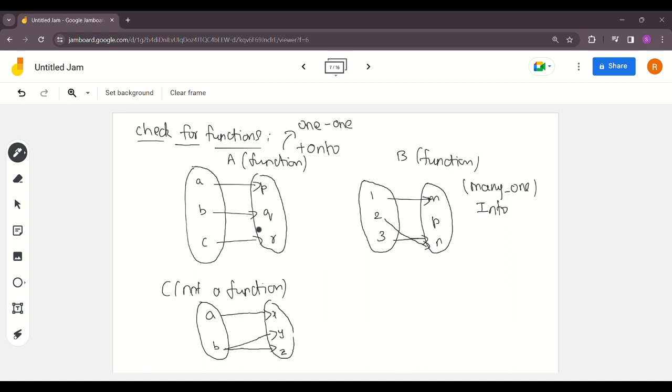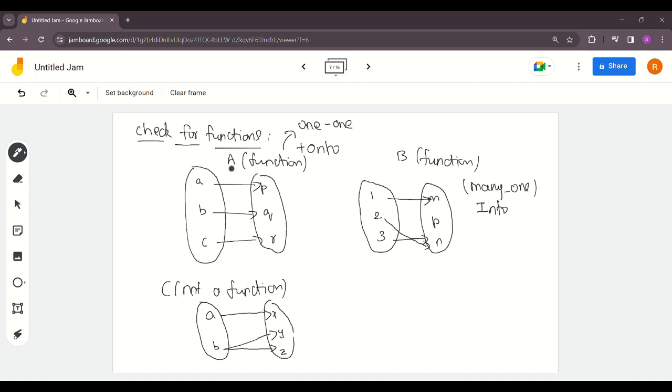Now let us look at B. Student 1 is mapped to teacher M, whereas student 2 and student 3 are both mapped to N. So here what can you see? Both the students have a common teacher. That is possible. In your school itself, multiple students are studying and a common teacher is taking the class. So it is also a function. That is why B is a function.